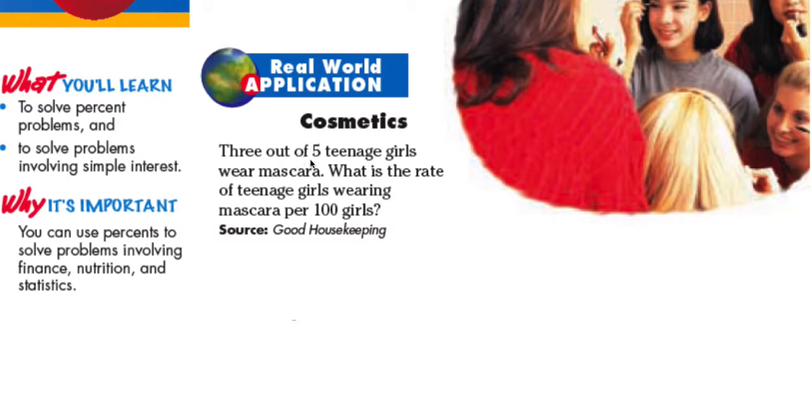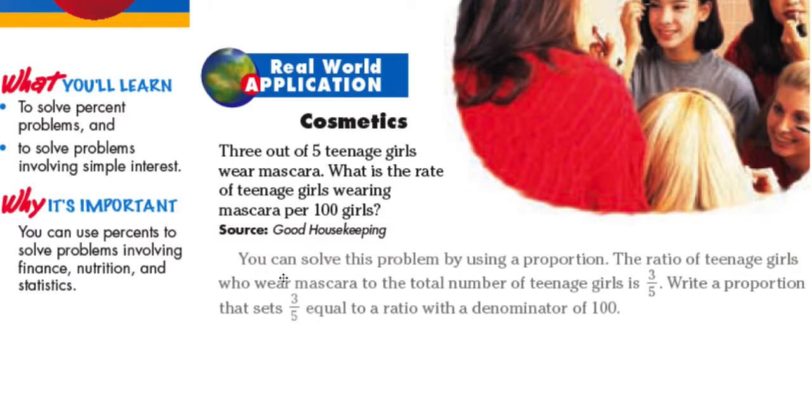3 out of 5 teenage girls wear mascara. What is the rate of teenage girls wearing mascara per 100 girls? Let's find out what we know about this. We can solve this problem by using a proportion. The ratio of teenage girls who wear mascara to the total teenage girls is 3 to 5. Write a proportion that sets 3 over 5 equal to a ratio with a denominator of 100.